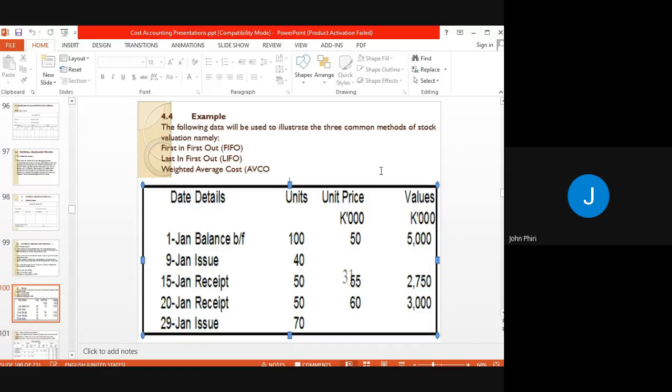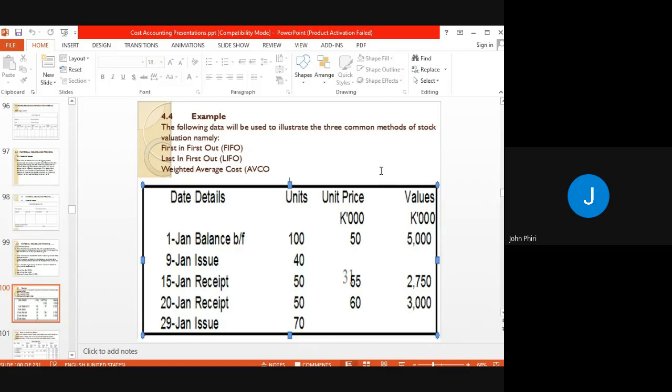But on 29th January, we issued 70. So we have two things to think about here. The ones we have received are straightforward, because the unit price is given to you by the supplier. But what about the ones we issued on the 9th and on the 29th? At what price should we put them?